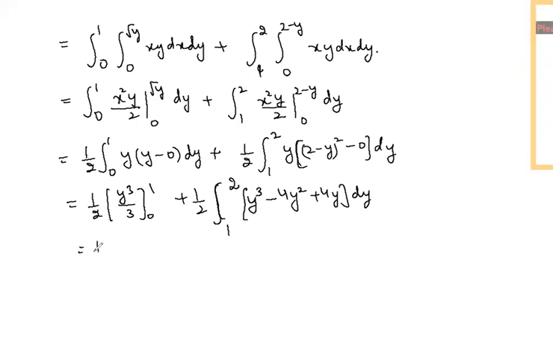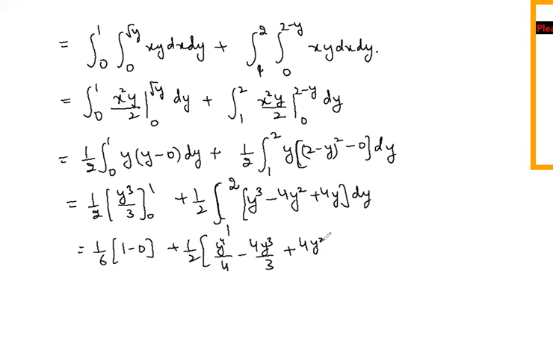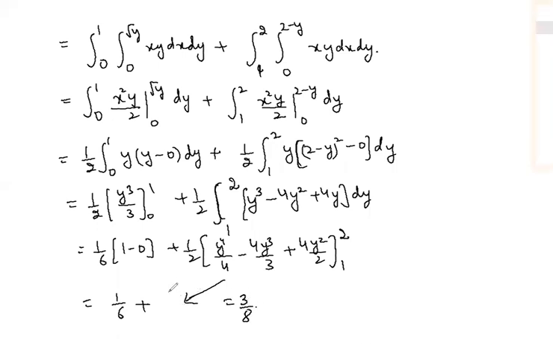And then you integrate. This is 1 by 6, 1 cube minus 0 cube, right? 1 by 2, y to the 4 by 4 minus 4y cube by 3 plus 4y square by 2. The limits are from 1 to 2. And after solving this whole step, you will get the answer as 3 by 8. Okay, so this is to be done by you. The answer comes out to be 3 by 8.